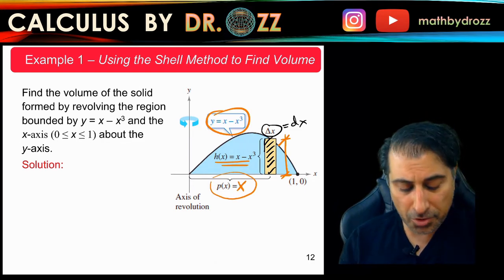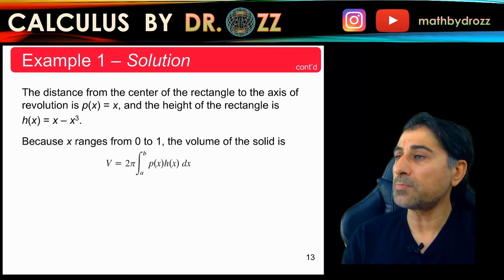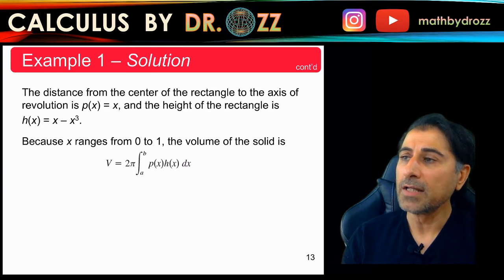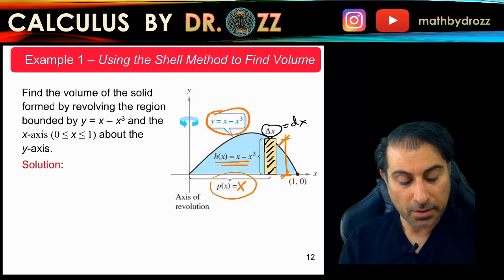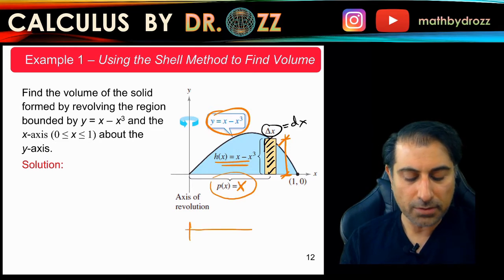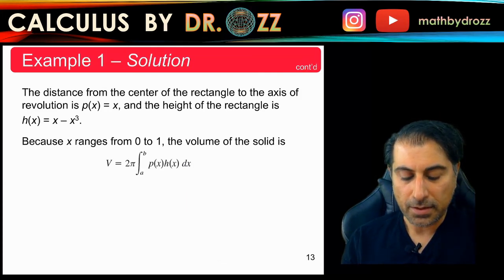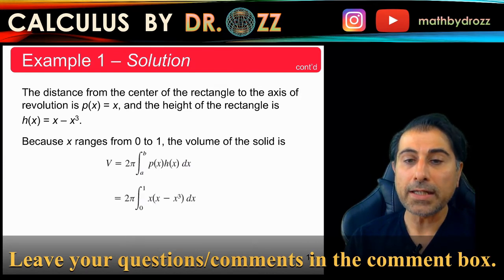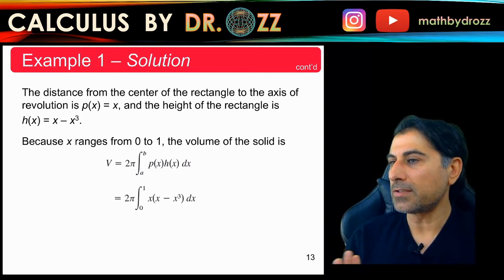And so now we have all the ingredients because p and h are all written in terms of x. So we go ahead and use the formula to come up with the volume, which is 2 pi times p of x times h of x times dx. And let's see what the limits of the integral are. Well, the x's within the region are ranging from 0 to 1, right? So this obviously tells us that a is going to be 0 and b equals 1. So we go ahead and plug that back in. Okay, so that we have 2 pi integral from 0 to 1, p is x, h is x minus x cubed dx, and the rest is just the evaluation of a definite integral.